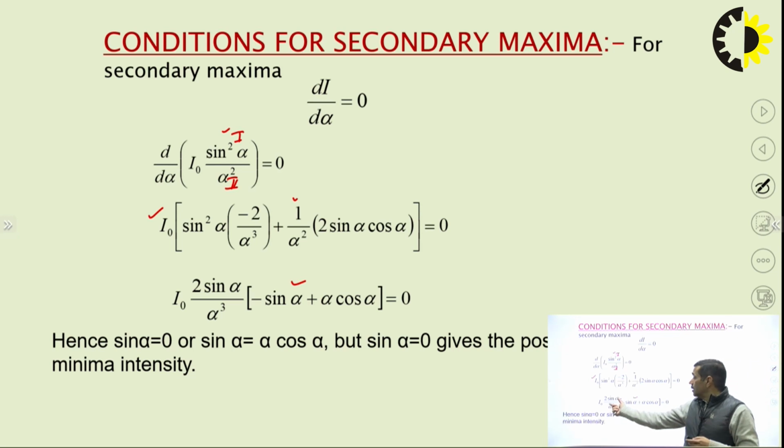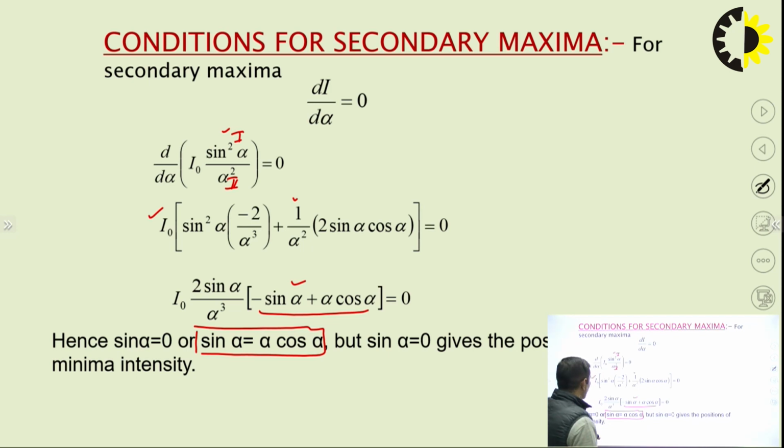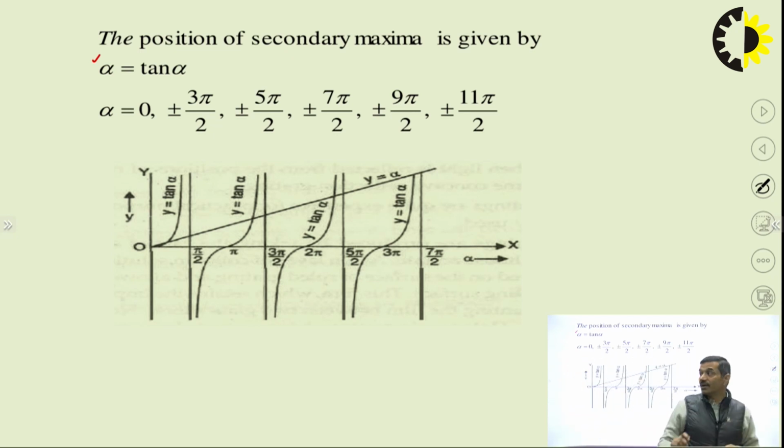According to this equation, either the factor 2 sine alpha upon alpha cube is 0, or the value in the bracket is 0. Sine alpha cannot be 0, because then it would give the condition for the minima. So for secondary maxima, the bracket must be 0. Then we have sine alpha equal to alpha cos alpha, which gives alpha equal to tan alpha. This alpha equal to tan alpha is the condition for the secondary maxima.